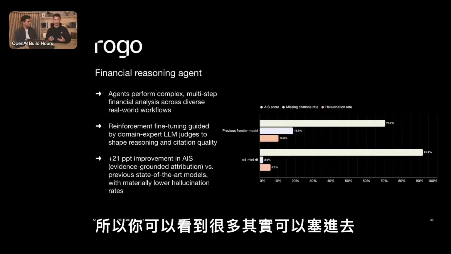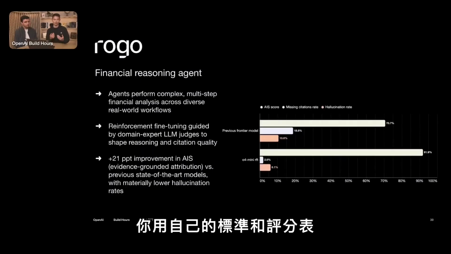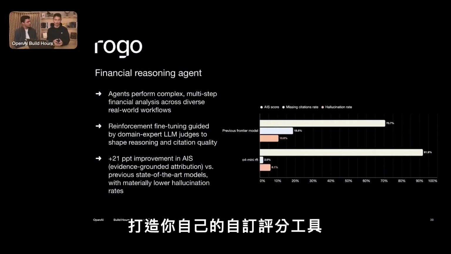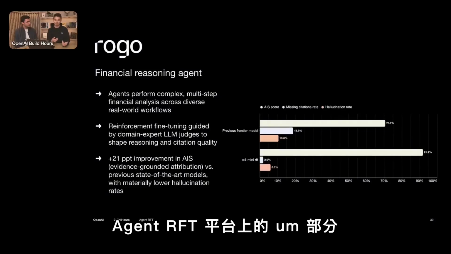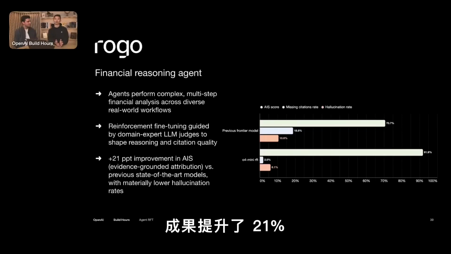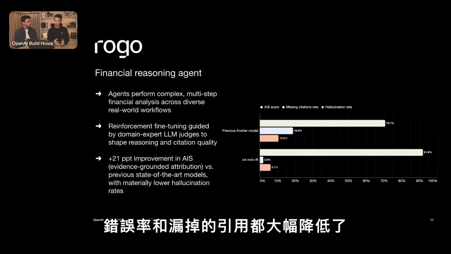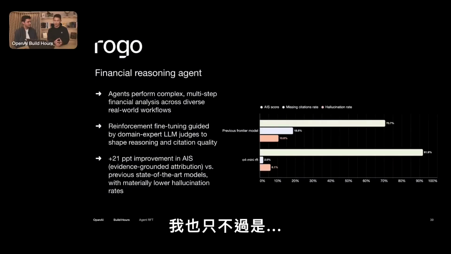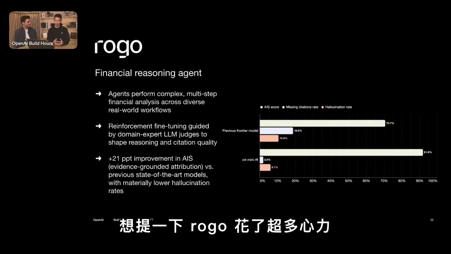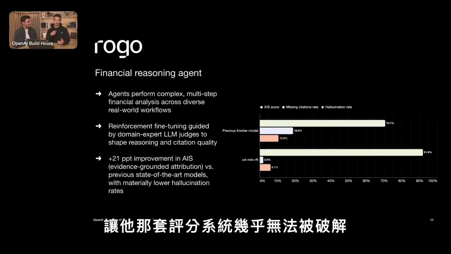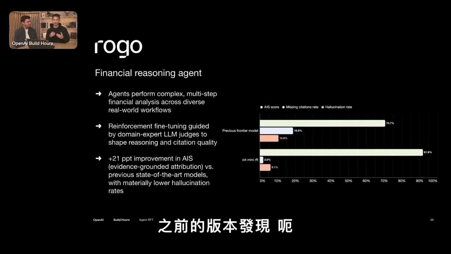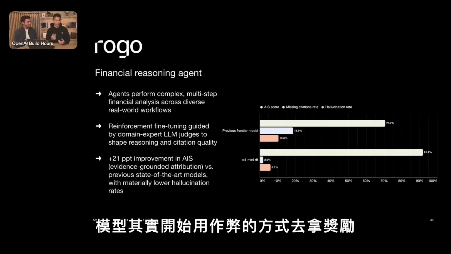So you can see how you can fit a lot of your own criteria and your own rubrics into your own custom grader, which is part of the power of the Agent RFT platform. The results are fantastic, with a 21% increase in core ML performance, with much lower hallucination rates and missing citations. I also just want to call out that Rogo did a ton of work in making their grader unhackable. I think earlier runs showed that the model actually started reward hacking.